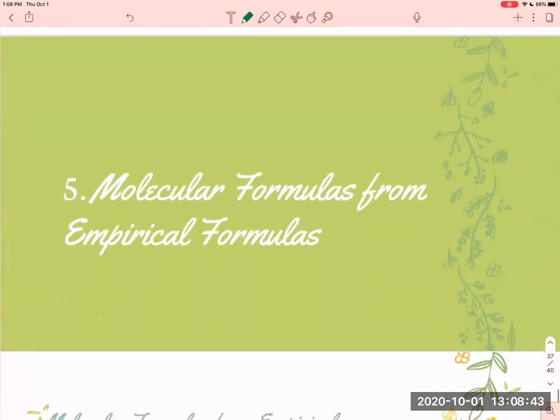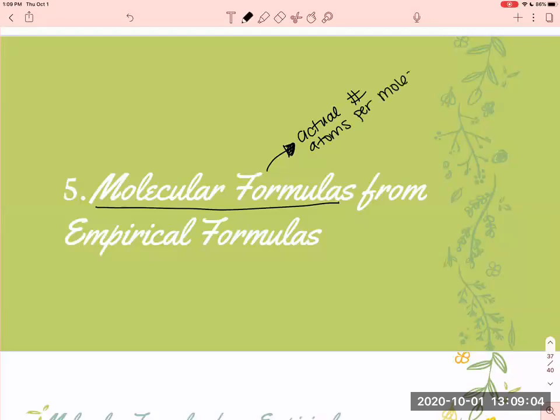Fantastic. Last piece. Empirical formula is our lowest whole number ratio. But like, what about hydrogen peroxide, H2O2? That's not lowest whole number ratio. That is called a molecular formula. A molecular formula is the actual number of atoms per molecule. And sometimes they're the same. So for example, water is H2O. The molecular formula of water and the empirical formula of water is the same.